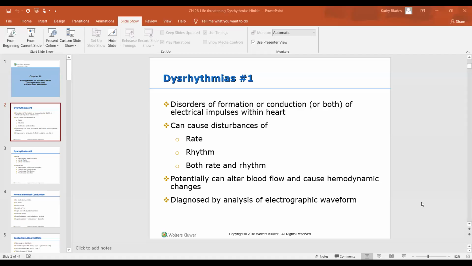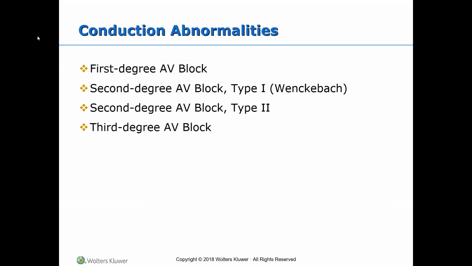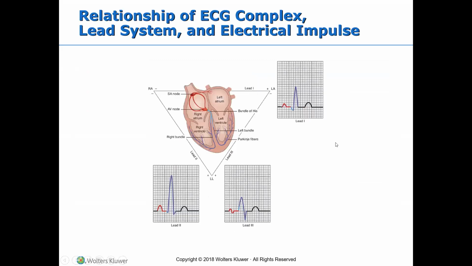Now, I apologize. This is probably a little bit longer of a lecture than I normally give, but these are important to kind of know. So, once again, these are the dysrhythmias that we talked about. So there's your heart blocks. And this is the relationship of ECG complex, lead system, and the electrical impulse. So we kind of saw this before.